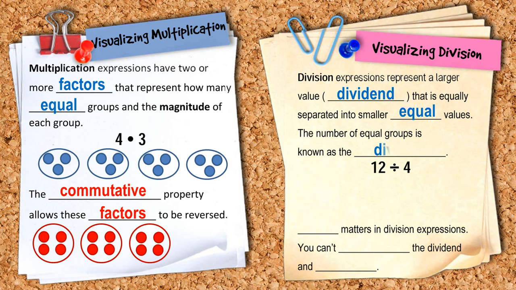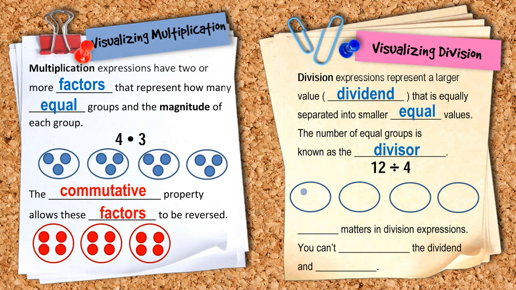The number of equal groups is known as the divisor. So I have 12. That's my dividend. I'm dividing it into 4 equal groups. That's my divisor. So I'm going to draw out those 4 equal groups. You can think of this as dealing out a deck of cards. In each group, I'm going to put 1 until I'm completely out. So 1, 2, 3, 4, 5, 6, 7, 8, 9, 10, 11, 12. I stopped at 12. If I had more, I would have kept going. If I didn't have 4 more, I would have had a remainder of less than 4.